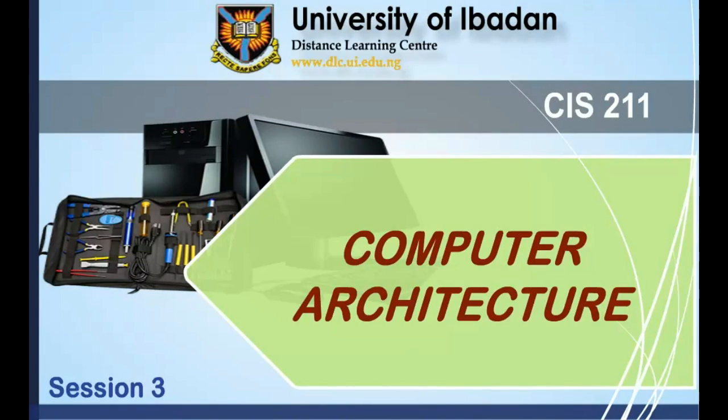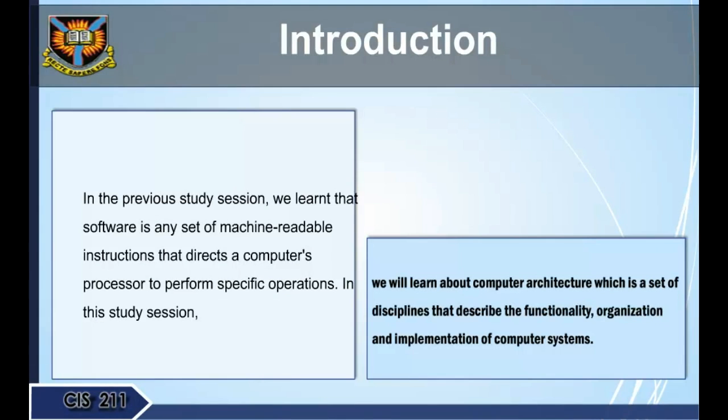Section 3. Computer Architecture. Introduction. In the previous study section, we learned that software is any set of machine-readable instructions that direct a computer's processor to perform specific operations. In this study section, we will learn about computer architecture, which is a set of disciplines that describe the functionality, organization, and implementation of computer systems.